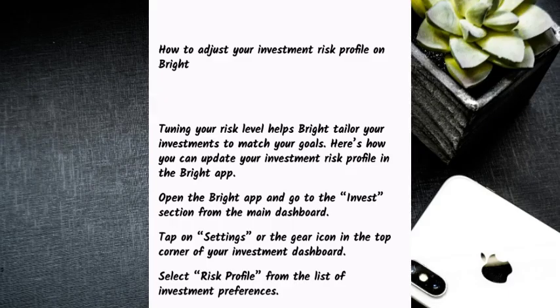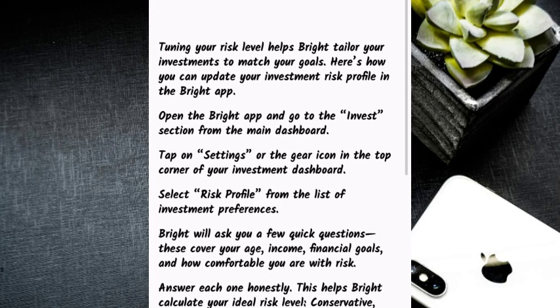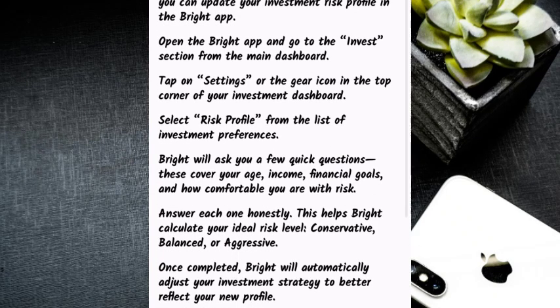First, open the Bright app and go to the invest section from the main dashboard. Once you're there, tap on settings or the gear icon in the top corner of your investment dashboard. Select Risk Profile from the list of investment preferences.